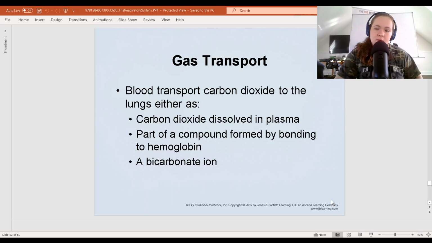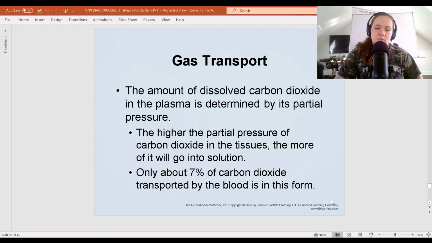Blood transports carbon dioxide to the lungs either as carbon dioxide dissolved in plasma, as part of a compound formed by bonding to hemoglobin, or as a bicarbonate ion. The amount of dissolved carbon dioxide in the plasma is determined by its partial pressure. The higher the partial pressure of carbon dioxide in the tissues, the more of it will go into solution. Only about 7% of carbon dioxide transported by the blood is in this form.